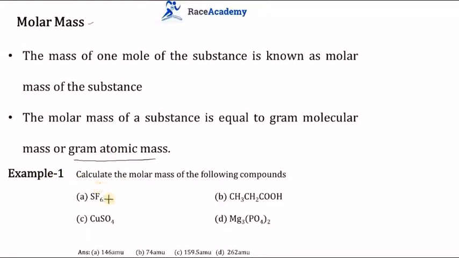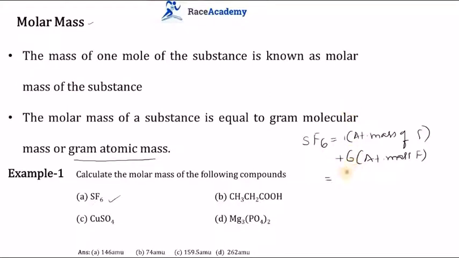Suppose you have an example like SF6. If you want to calculate the molar mass of the compound SF6, you have to add, that means the summation of the atomic masses, the total number of atomic masses. 1 into atomic mass of sulfur, plus 6 into atomic mass of fluorine. Then we will get the molar mass of SF6.